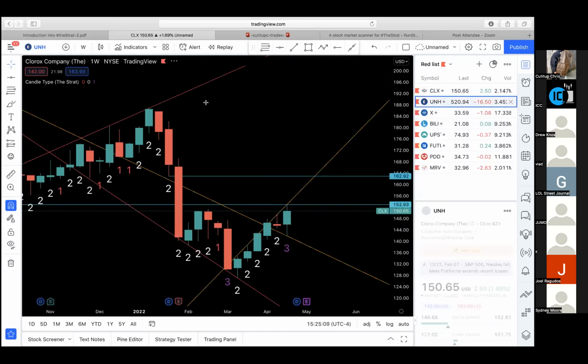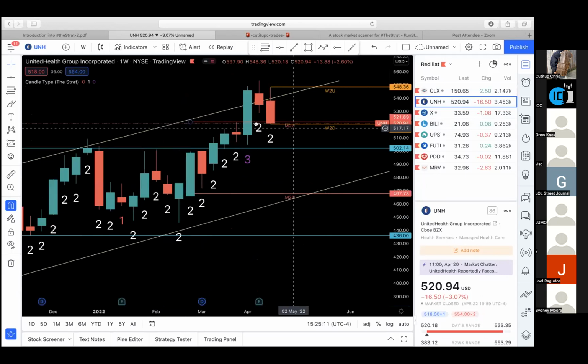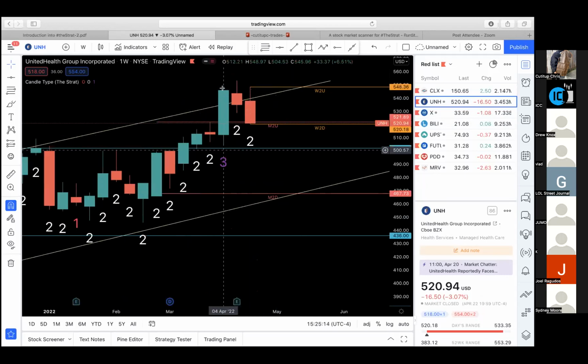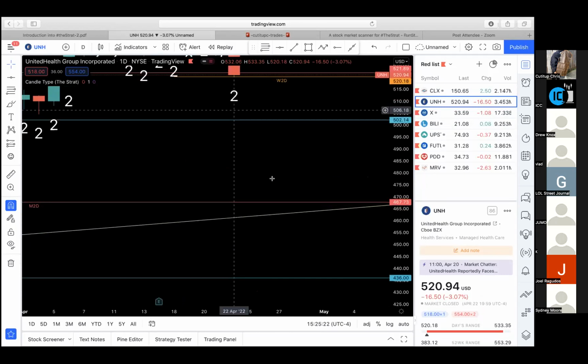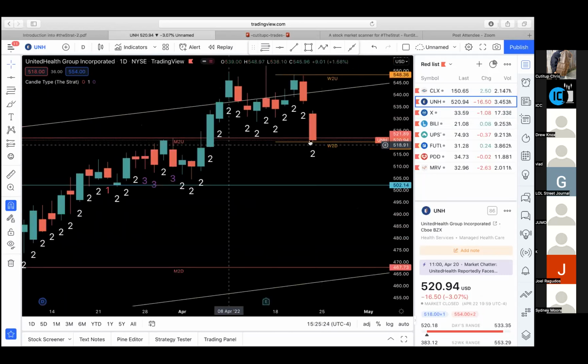That's CLX. This is UNH. We got a 2-2 reversal with a 3 bar right here, so we still have a bunch of magnitude to the downside to take out. If we look at the daily, we got a 2-2 on the daily. If we go 2 down here, that triggers the weekly 2 down. Our targets are going to be what we saw in the week.